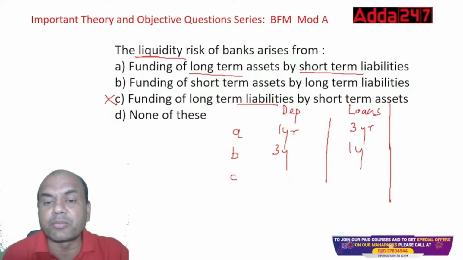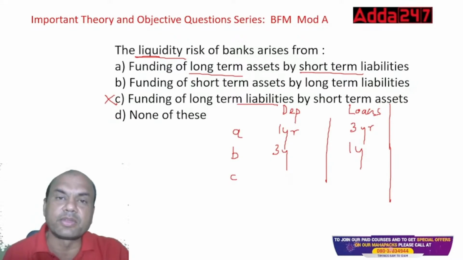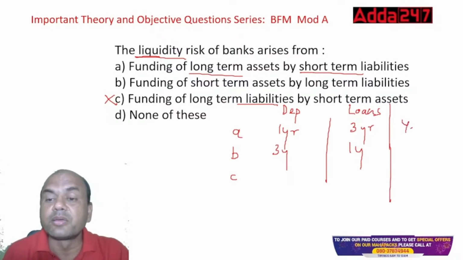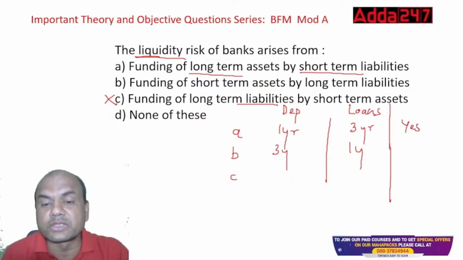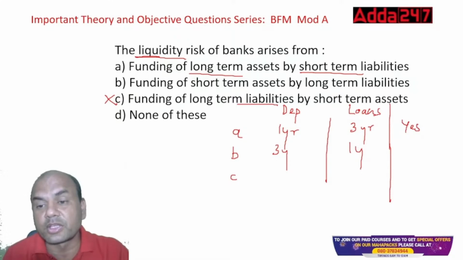Between A, a 1 year deposit I am having and a 3 years loan I have given. So will it create a problem for me? Yes, it will create. Why? Because this guy who has deposited will come to me after 1 year, but this person will pay to me after 3 years. So this will be a problem to me.